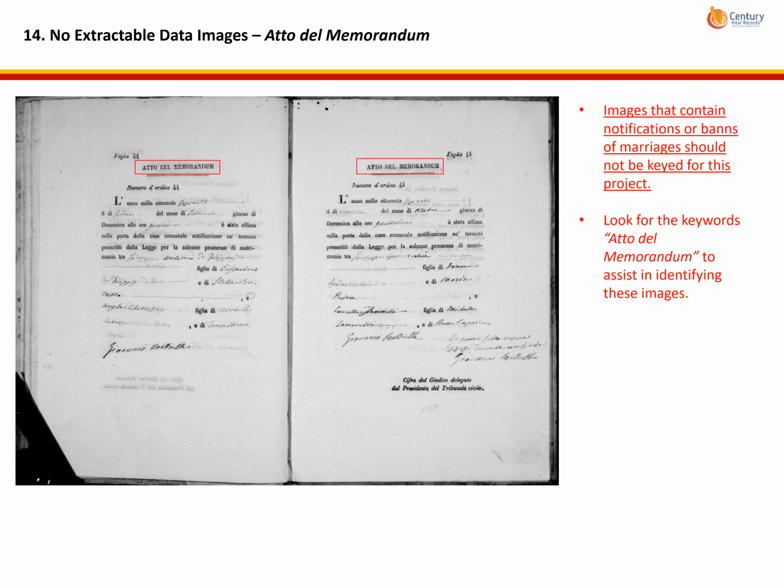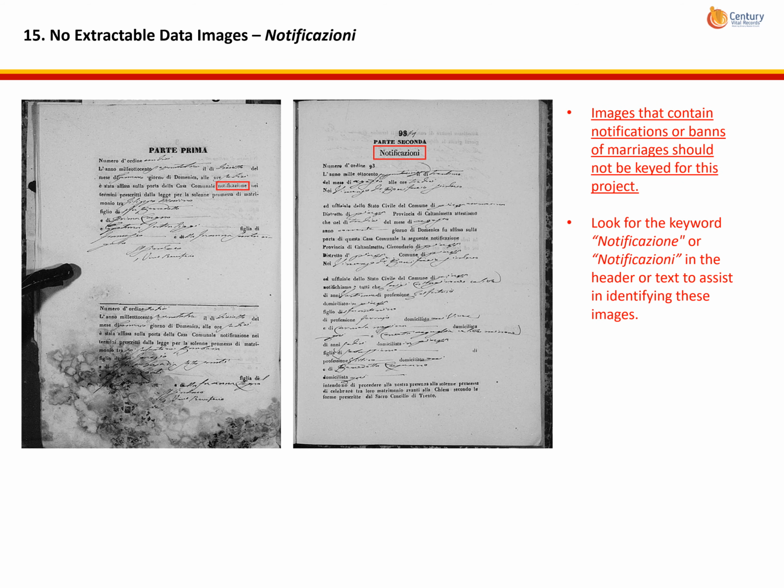Images that contain notifications or bans of marriages should not be keyed in this project. This type of image should be indexed as no extractable data image. These images are marriage notifications. Index them as no extractable data image.